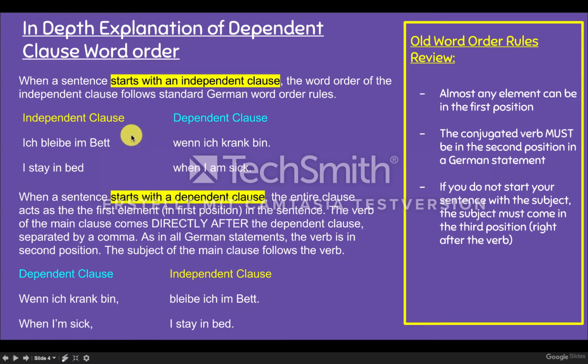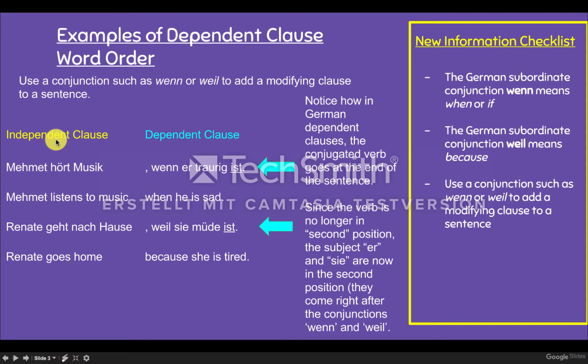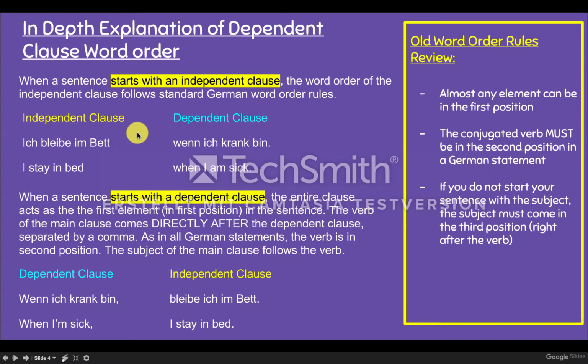So we have one example sentence here, and it's Ich bleibe im Bett, wenn ich krank bin. That's exactly like the sentences on this page where we start with an independent clause and end with a dependent clause. The word order is normal for the first part, then we have a comma, and then we have wenn ich krank bin. So that conjugated verb, bin, got kicked to the end, and the subject is as close to the conjunction as possible. So ich, the subject, is close to wenn. Wenn is the conjunction. Now pay attention to when a sentence starts with a dependent clause. So we can start with this, wenn ich krank bin.